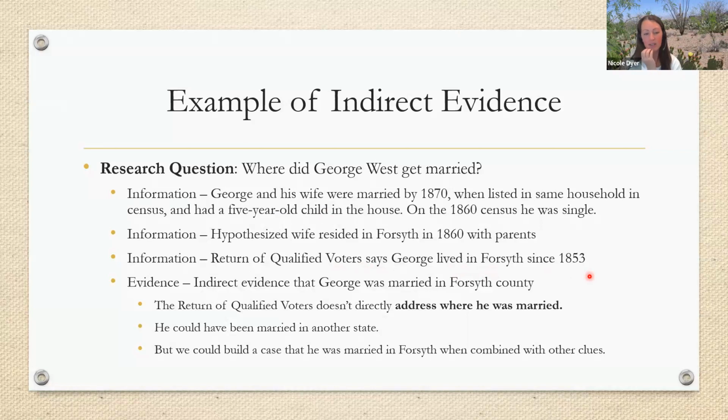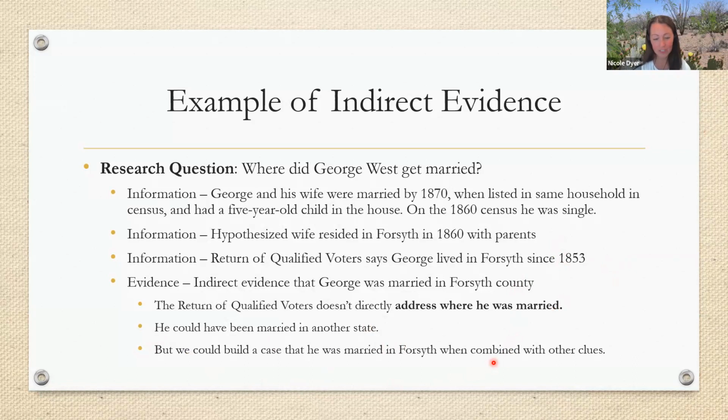Now we could make a case that perhaps they did get married in that same county since they were all living there that whole time. But it's still indirect evidence because the record doesn't say, where did you get married? And he doesn't answer that question. The record doesn't have anything that directly answers a question of where someone got married. It just says where he resided. So we would be taking a clue from there and combining it with other clues to build a case that he was married in Forsyth. But he could have been married in another state. Who knows? We don't have direct evidence answering the question. We can only just build a case with this clue. And that is how you would use indirect evidence.